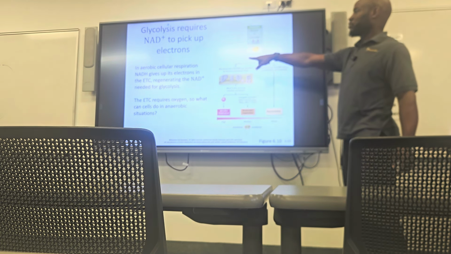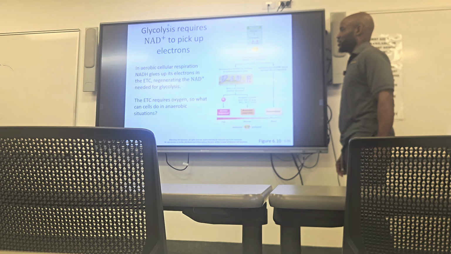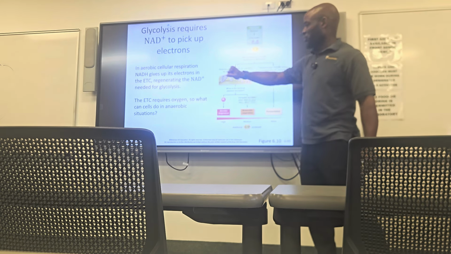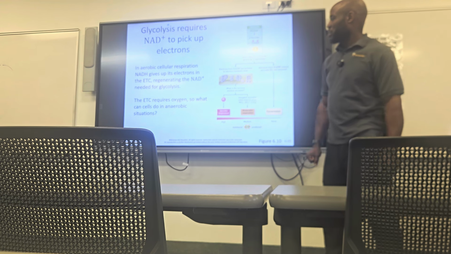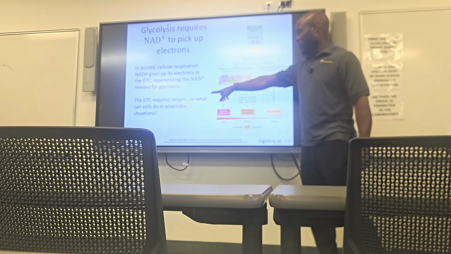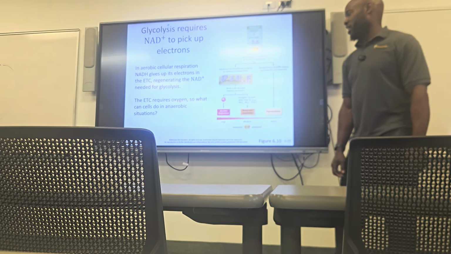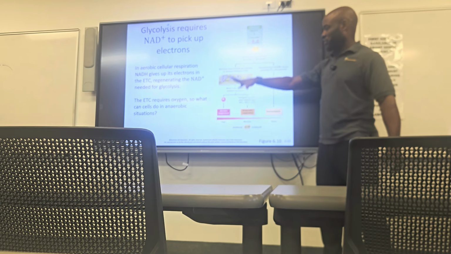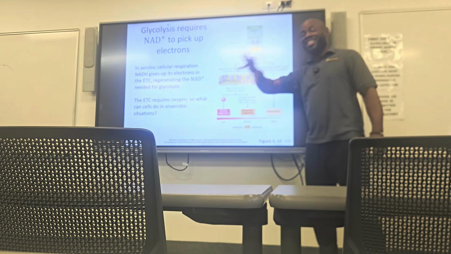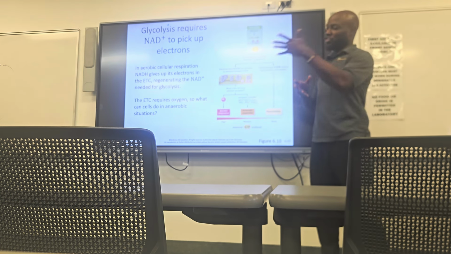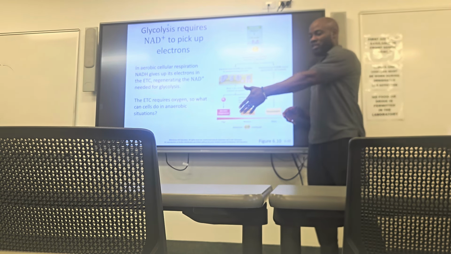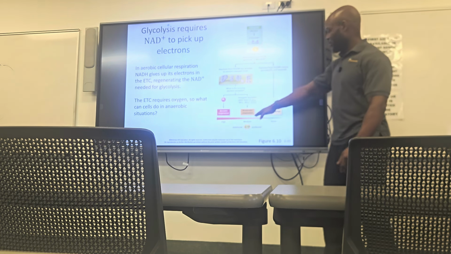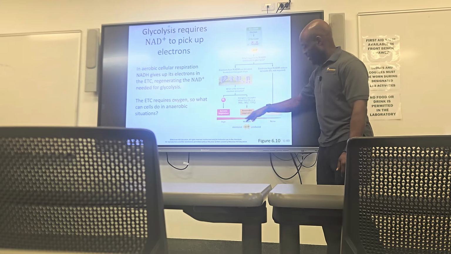Anaerobic cellular respiration. NADH gives up its electrons in the electron transport chain, but it requires oxygen. So what happens in anaerobic? So aerobic, in the presence of oxygen, we have that electron transport chain. At the end of that chain is oxygen. Oxygen is the final receptor of the electrons, produces water. We make 36 ATP. But what happens if we are in anaerobic?